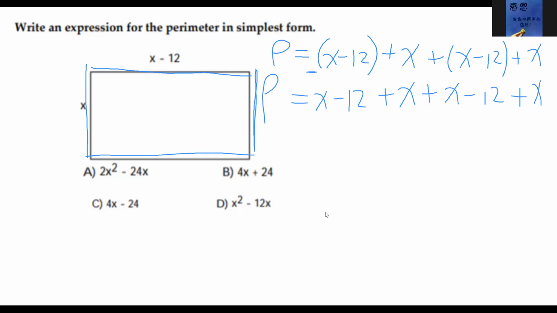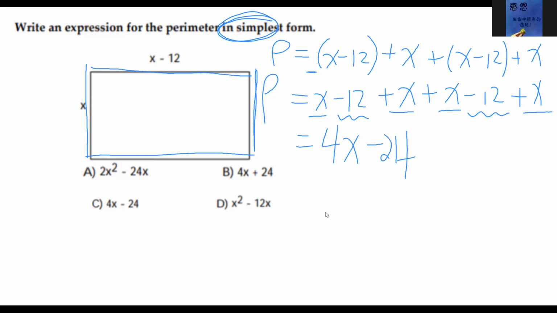Now that's an expression for the perimeter, but it's not simplified. The question wants us to simplify. So we simplify this by combining like terms. I have 1x plus 1x plus 1x plus 1x. 1 plus 1 plus 1 plus 1 is 4. And don't forget the x. Constants, negative 12 minus 12 is negative 24. Okay, did it. And don't forget your units.